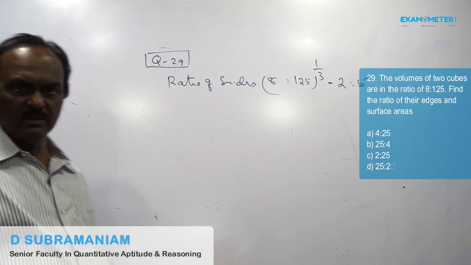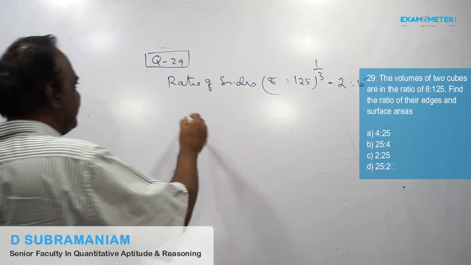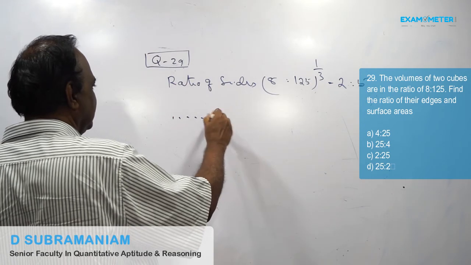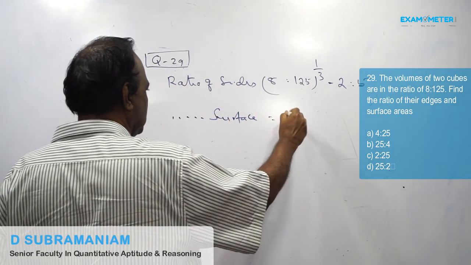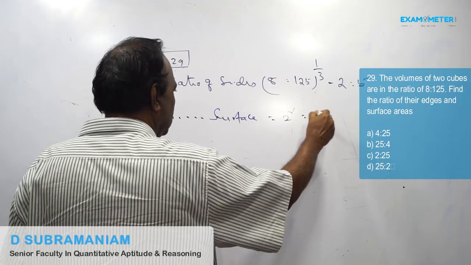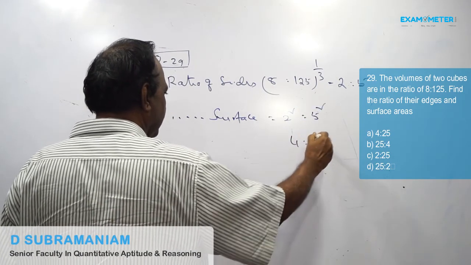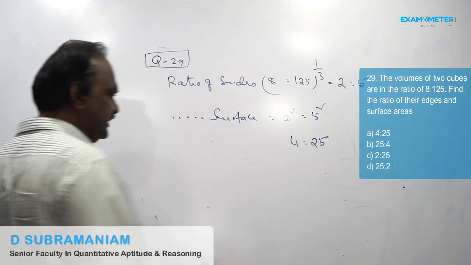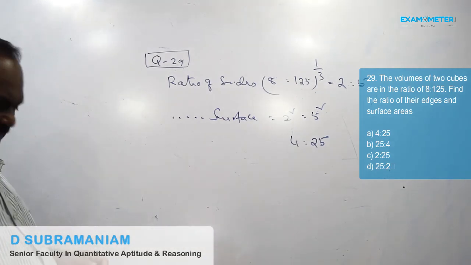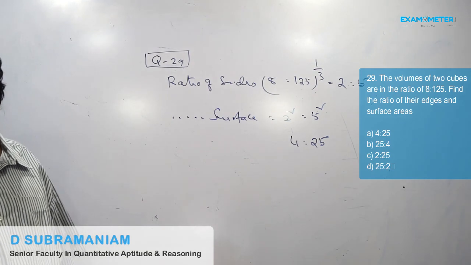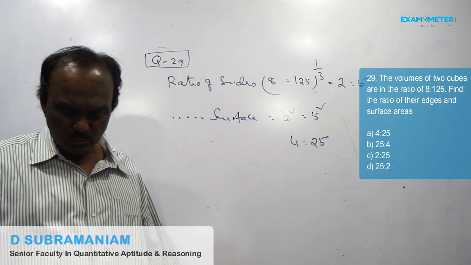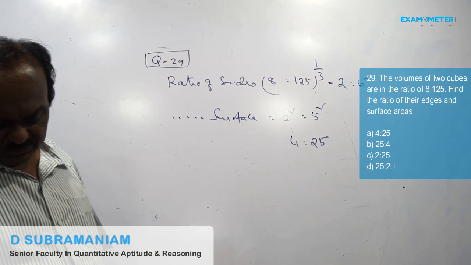Therefore, ratio of the surface areas is equal to 2 square is to 5 square, that is 4 is to 25. So answer is 4 is to 25. That is multiple choice A.